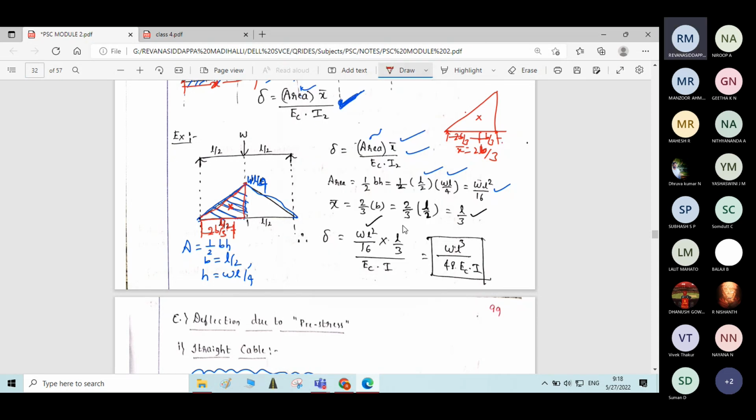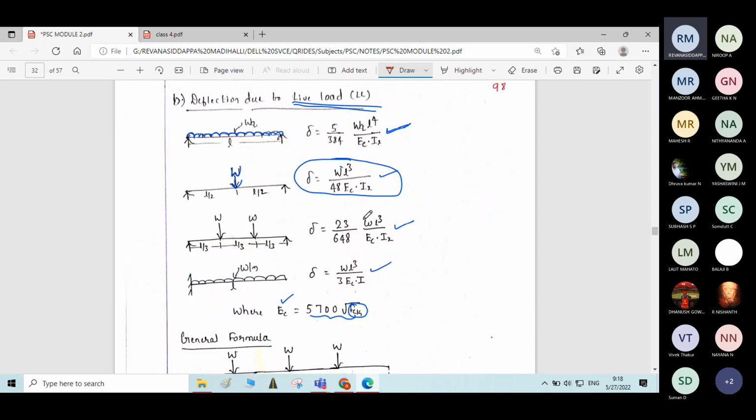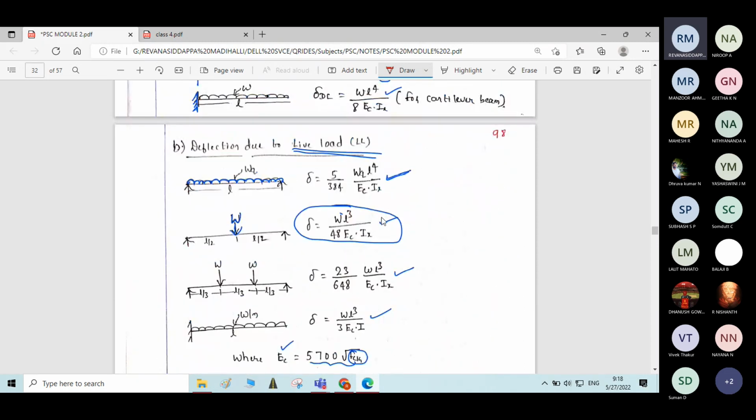Then x bar is equal to L by 3. Here I have substituted. Area is WL square by 16, and E into I I have substituted as it is. Finally, after simplification, you will get WL cube by 48 EI. We have the same formula here.